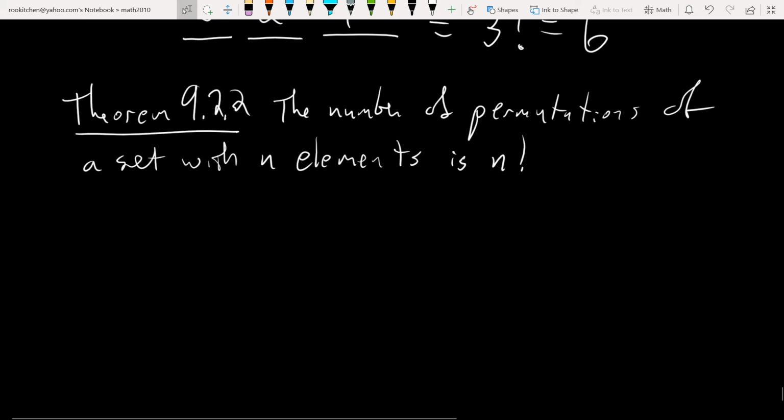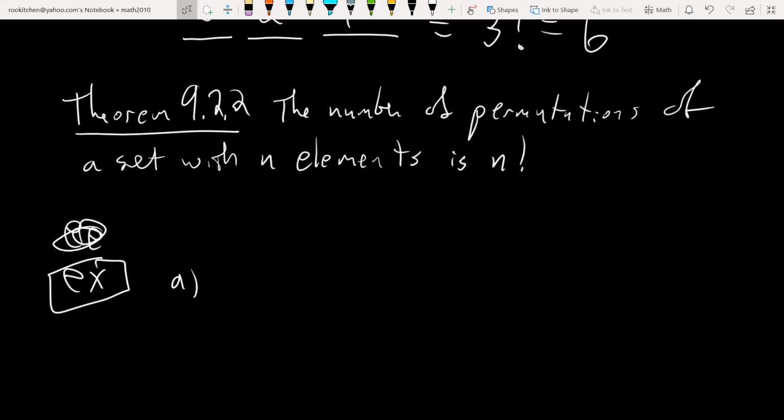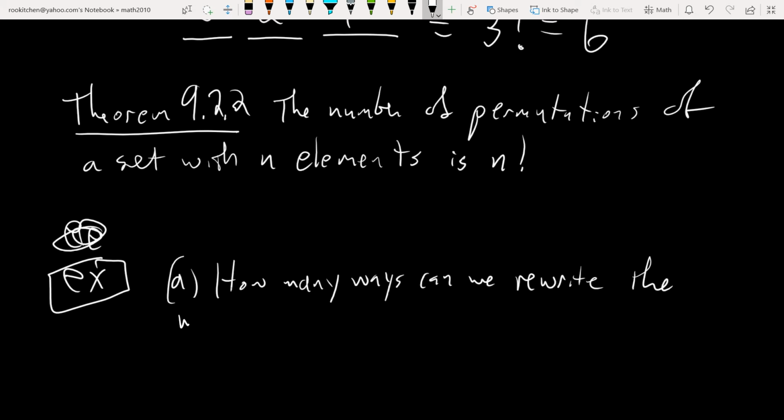Okay, so we'll have these kind of anagram problems where, how many ways can you rewrite the word computer, for example. It's just an example. I think it's in the book. How many ways? And then I think we'll look at our permutations next. So how many ways can we rewrite the word computer?